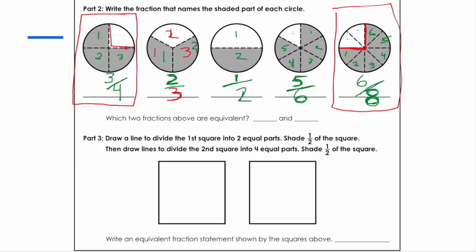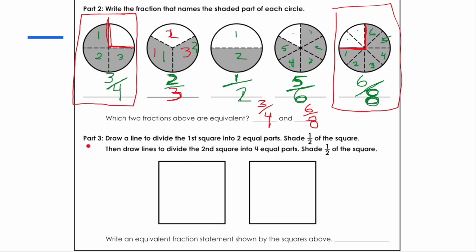And this one's missing 1 big slice, right? But that's the same shaded area. So right here, you're going to write 3/4, 6/8. All right.